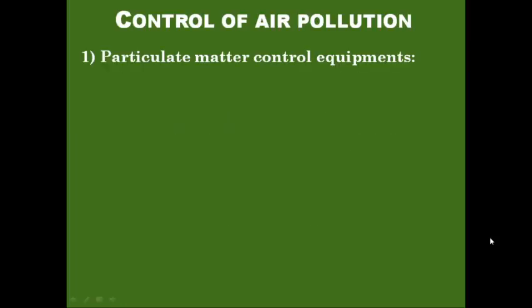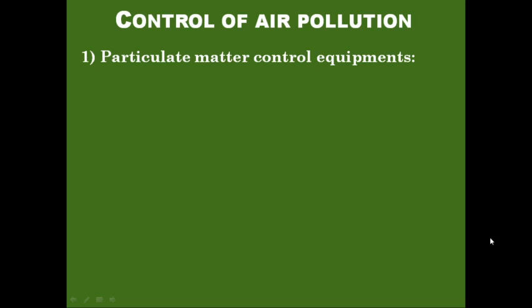First of all, I would like to tell you about the control of air pollution. In this category, we'll discuss how dust particles can be removed from industrial polluted gases. We know that dust particles are also known as particulate matter or suspended particulate matter. These dust particles are so small in size that they cannot settle down on the ground, so they remain suspended in the air.